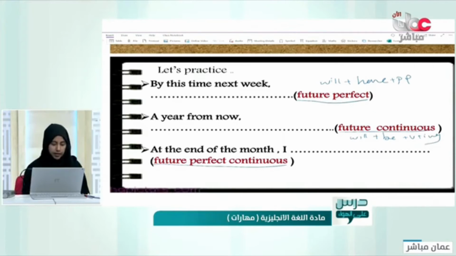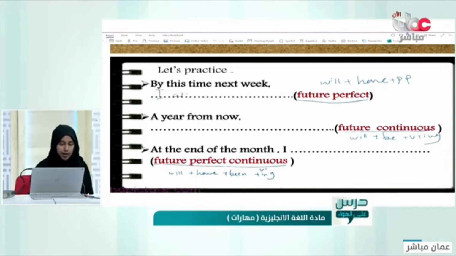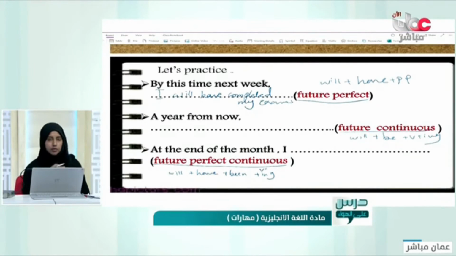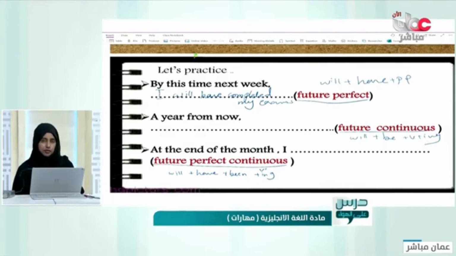The third one again: will plus have plus been plus verb with ing. Who will give me the first one? By this time next week, for example, I will have completed my exams. Not me, you. Now you are talking about yourself. Because from 2 weeks you have exams, so next week, inshallah, you are going to finish them. So I will have completed my exams.